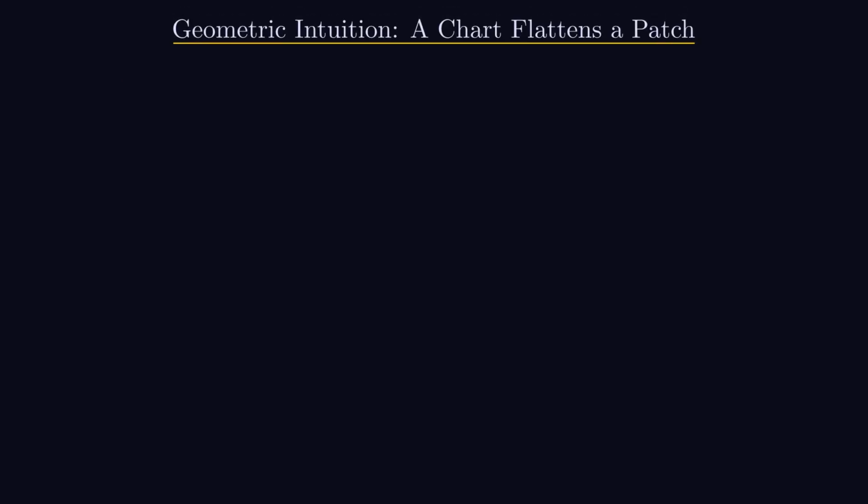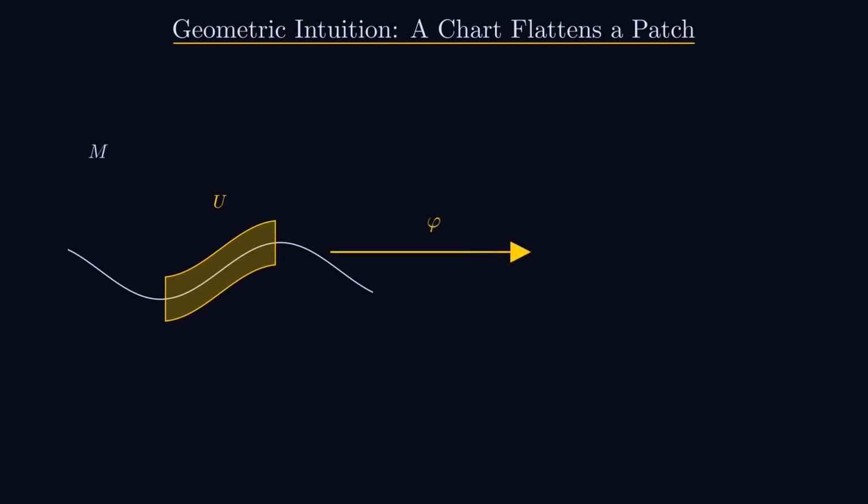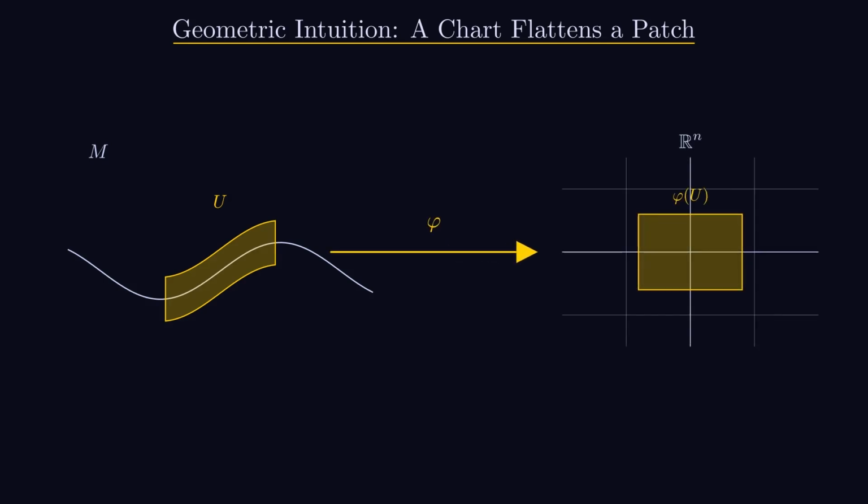Think of it as locally flattening a curved surface. On the left, we have the curved manifold M with an open patch U highlighted in gold. The chart map phi carries U over to the right. On the right, the image phi of U sits as a flat rectangular region inside R to the n. Perfectly ordinary Euclidean space where we can apply all of classical analysis. The chart is a homeomorphism from U onto its image in R to the n, a bijective, bicontinuous identification between the curved patch and a flat open set.